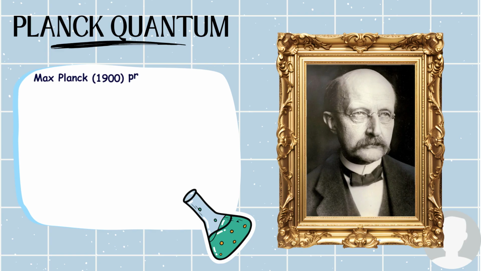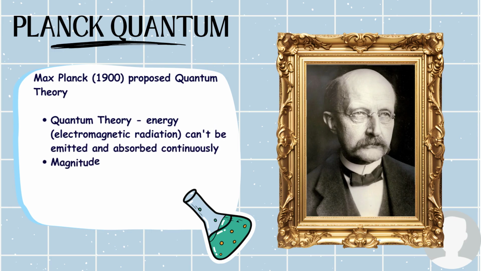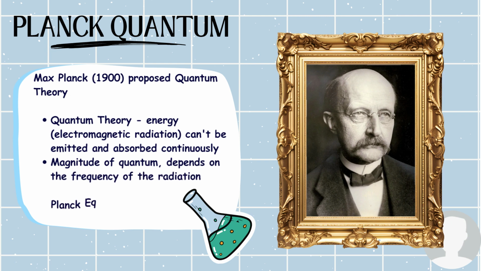Planck quantum. Max Planck proposed the quantum theory in 1900. He stated that energy cannot be emitted or absorbed continuously, but only in discrete packets called quanta. The energy of a quantum depends on the frequency of the radiation, as shown by Planck's equation E equals hv. This means higher frequency radiation carries more energy. Planck's theory laid the foundation for modern quantum mechanics.